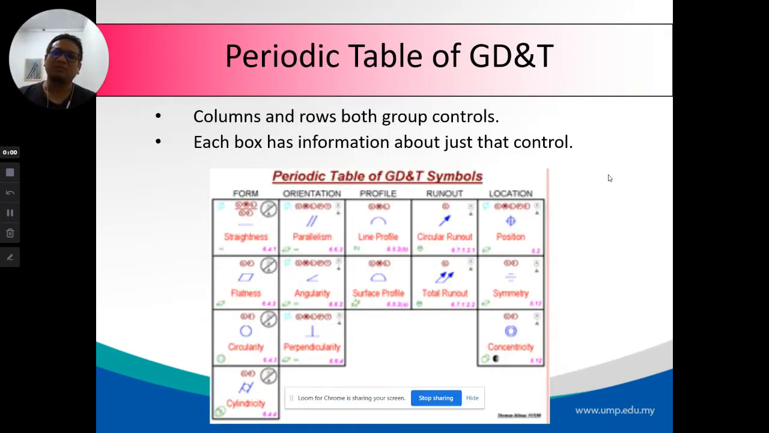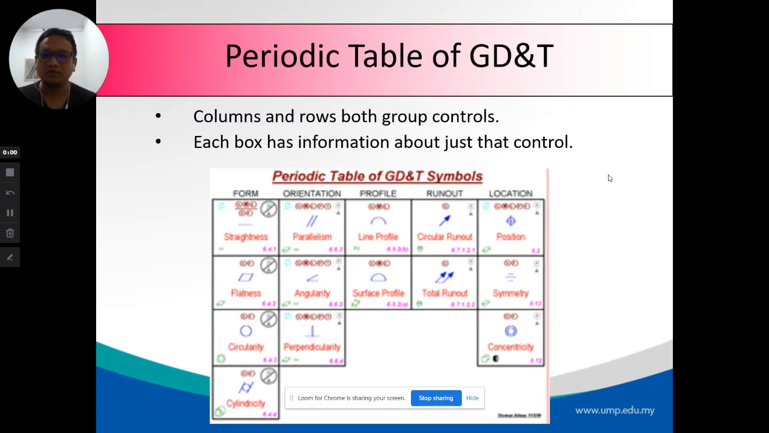For the periodic table of GD&T, you have 14 boxes. You have 5 on the top, 5 on the bottom, 3 in the center row, and the last one is cylindricity, which is on the last row. So this is how the periodic table of GD&T symbols looks.